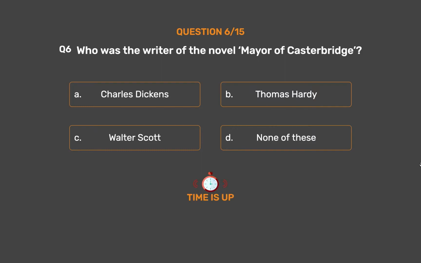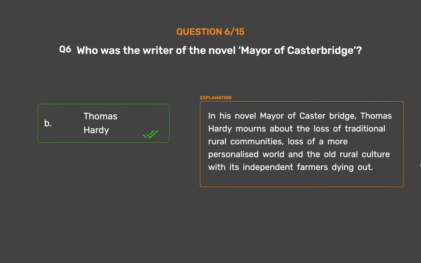The correct answer is Option B. Thomas Hardy. In his novel Mayor of Casterbridge, Thomas Hardy mourns the loss of traditional rural communities, the loss of a more personalized world, and the old rural culture with its independent farmers dying out.